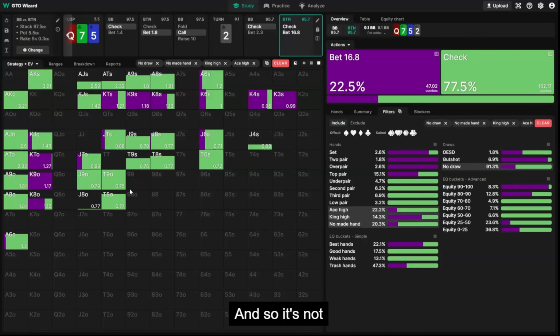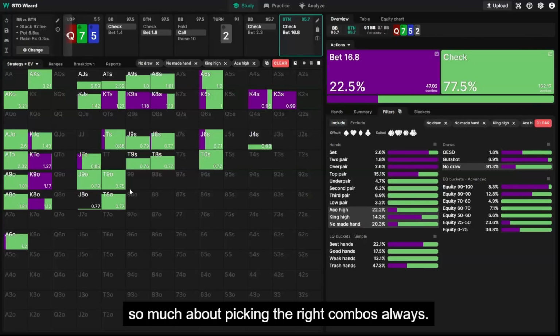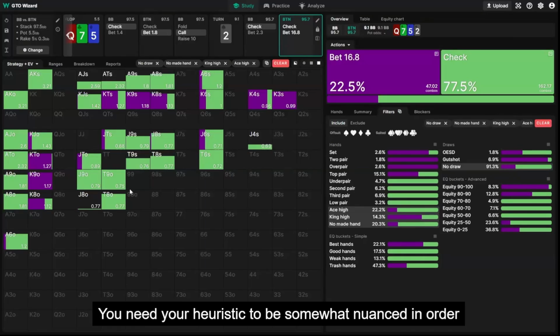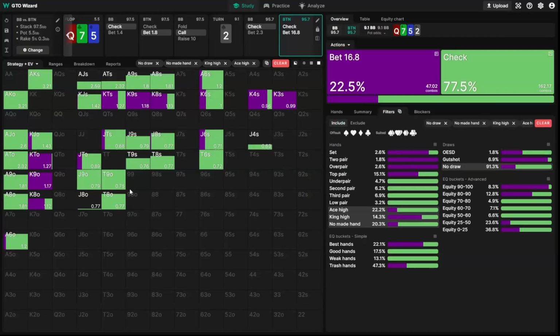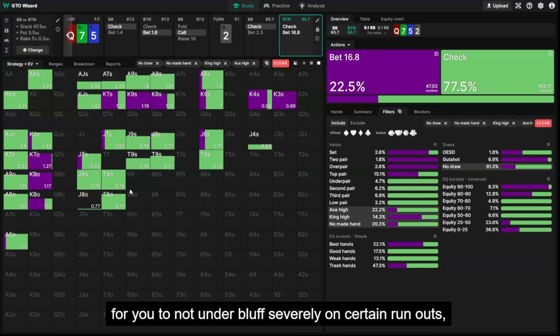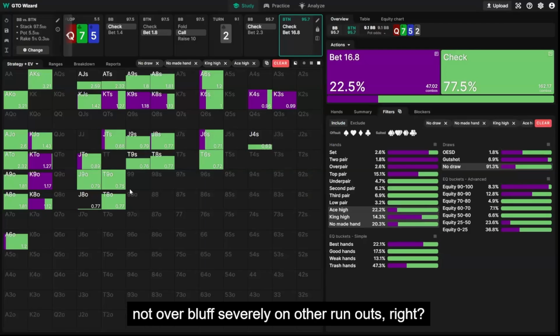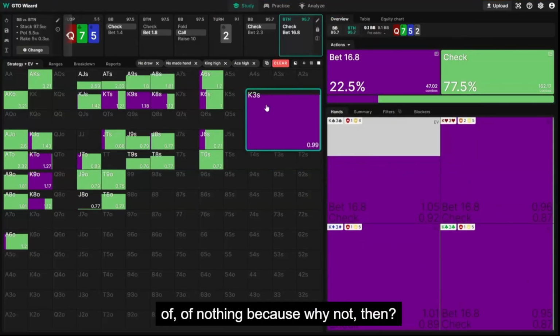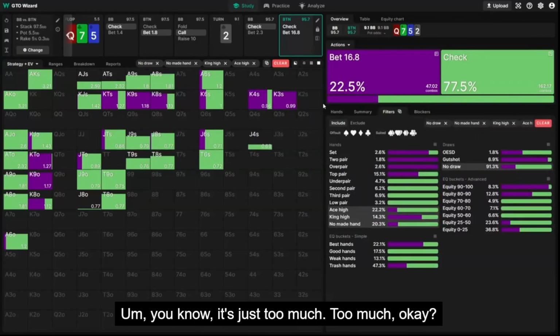And so it's not so much about picking the right combos always. It doesn't really matter if you pick king high here or don't nail it. What I'm trying to illustrate is that it's very easy, if you have a heuristic that is very general, to do it wrong on some board. You need your heuristic to be somewhat nuanced in order for you to not underbluff severely on certain runouts, and not overbluff severely on other runouts, right? If on the double flush draw you bet with king 3 of nothing, because why not, then, you know, it's just too much.